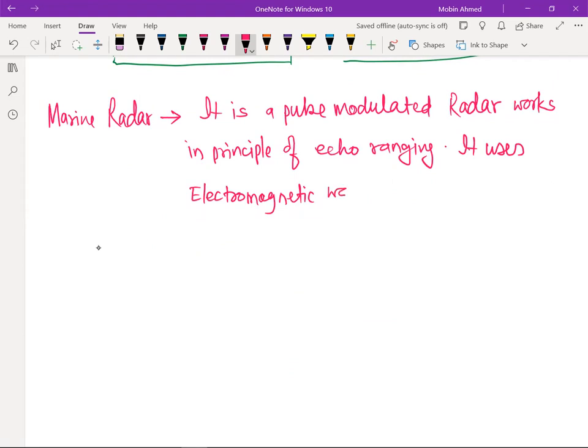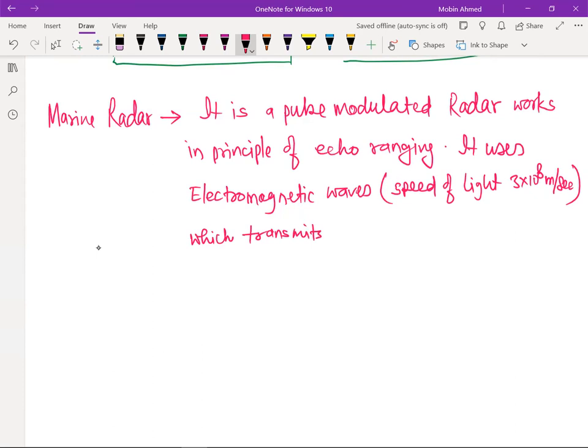Electromagnetic waves, also known as radio waves, have the speed of light, which is 3 × 10^8 meters per second. This is the speed at which the wave transmits from the antenna.